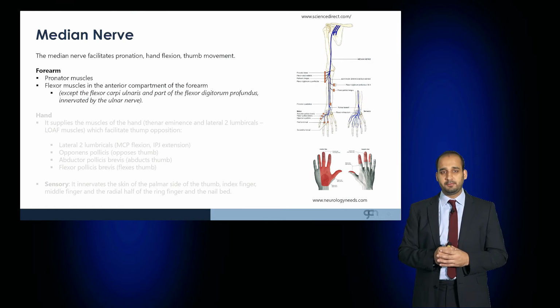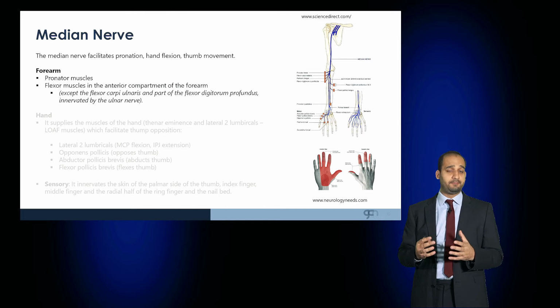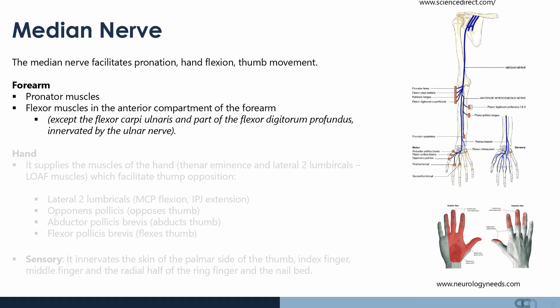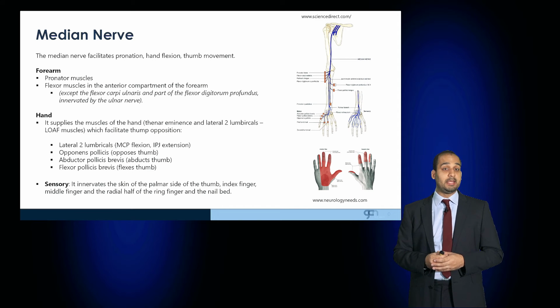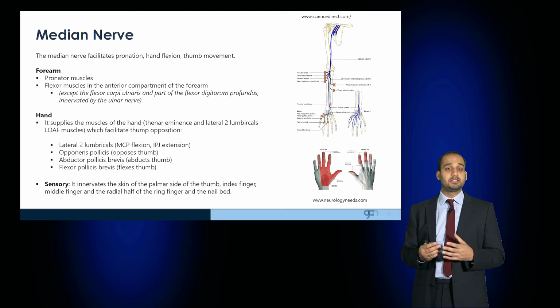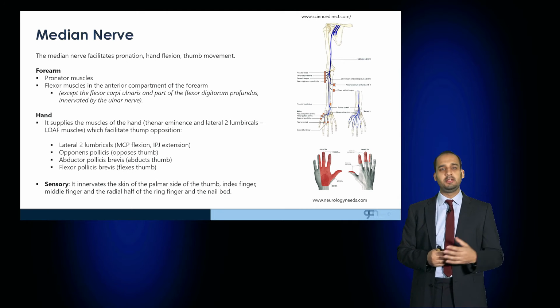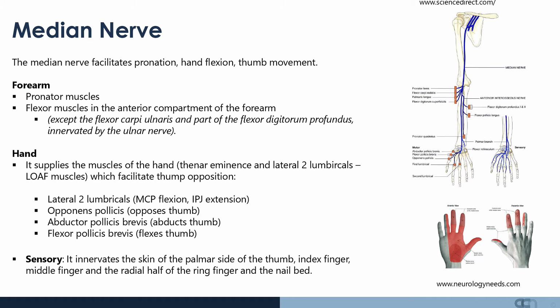The median nerve has an important role in the forearm and the hand. In the forearm, along with the ulnar nerve, the median nerve supplies the flexor muscles in the anterior compartment of the forearm. The median nerve is also involved in facilitating pronation. In the hand, the median nerve supplies the muscles of the thenar eminence and the lateral two lumbricals. These are commonly referred to as the LOAF muscles, which facilitate thumb opposition.